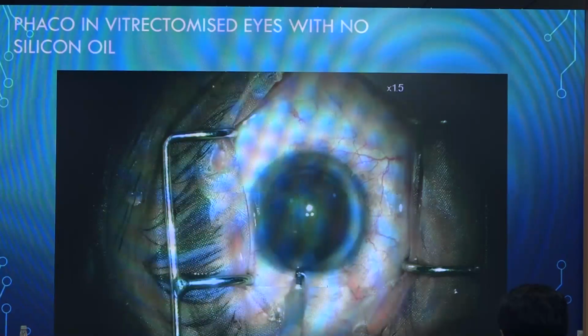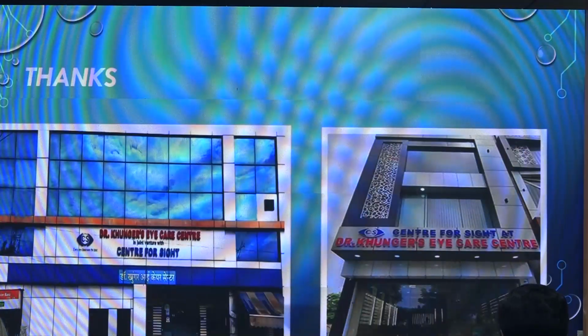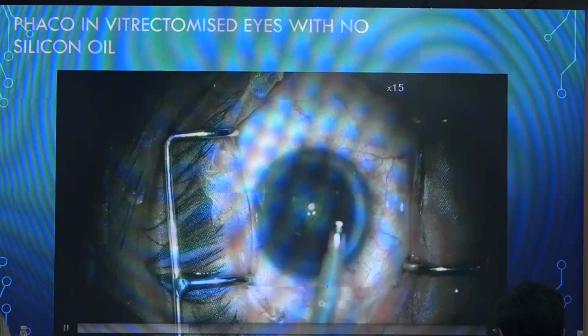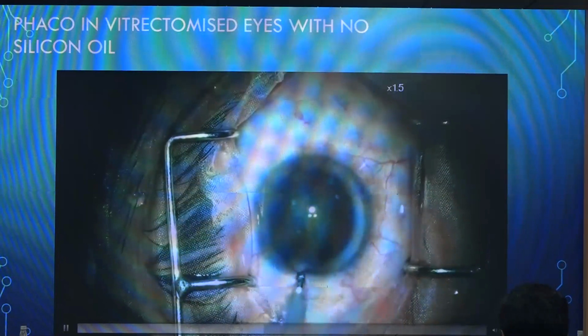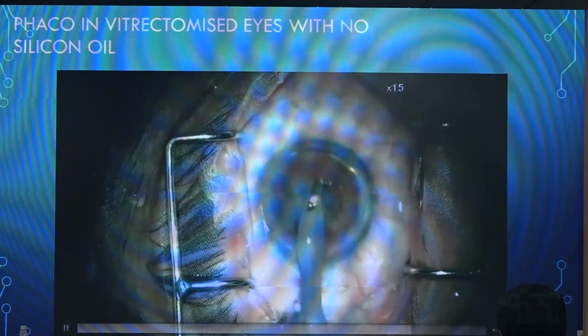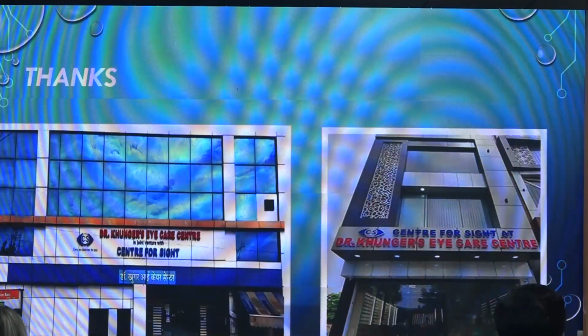This is another video in which there is no silicone oil. So you can see, the moment the phaco probe goes inside, there is a sudden deepening of the anterior chamber, something that occurs in LIDRS in high myopic eyes. So now the moment I enter inside, you can see that the nucleus and everything has gone down. So this is important. Thank you.